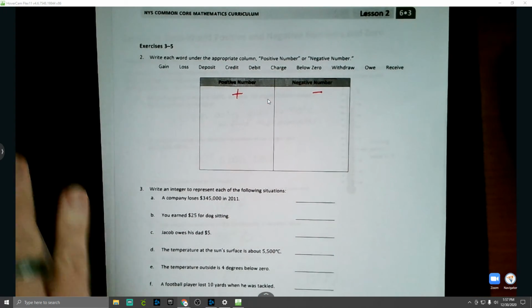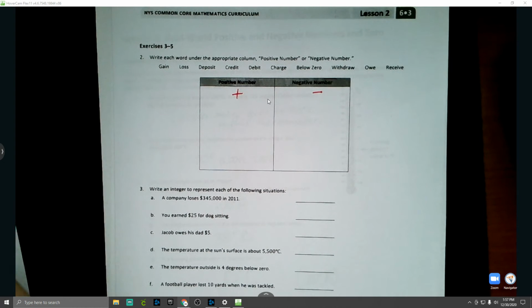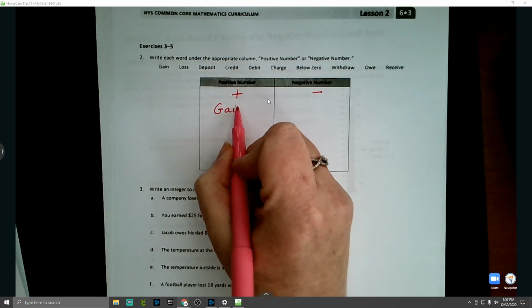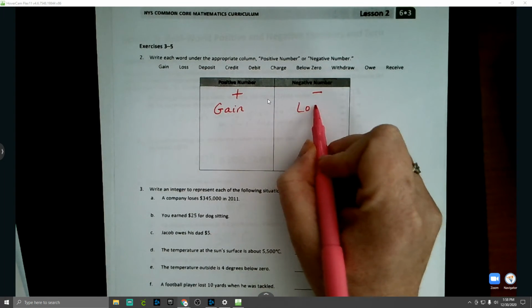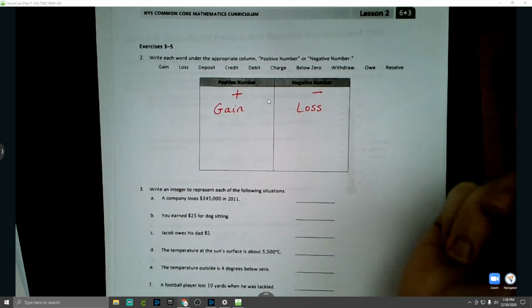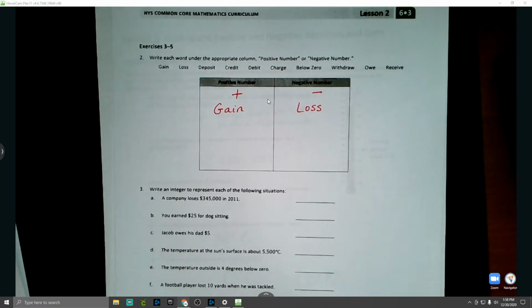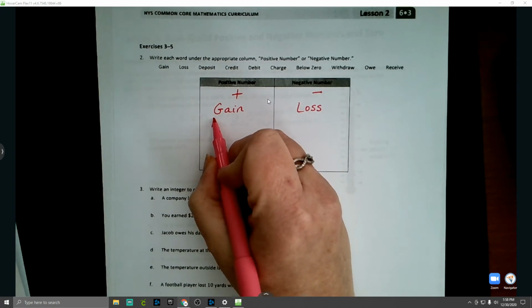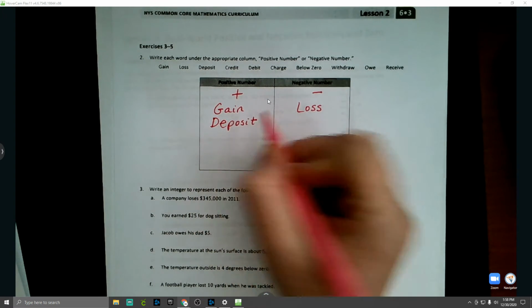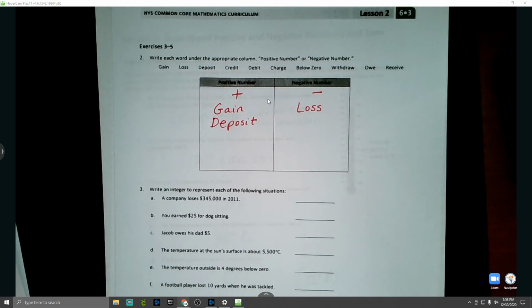All right, so we've got a gain in a game or football. That'd be a positive term, but the opposite would be a loss. And then deposit. We're going to go take our money that we got for our birthdays and deposit it into our bank account. So that's positive. And then credit.